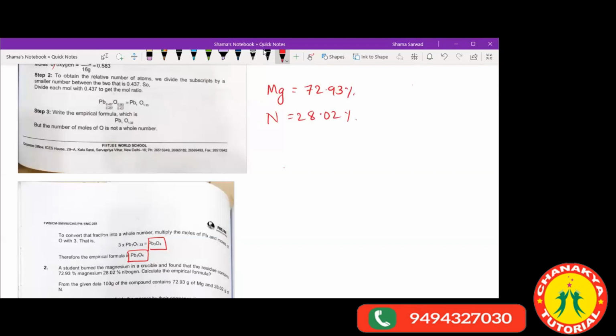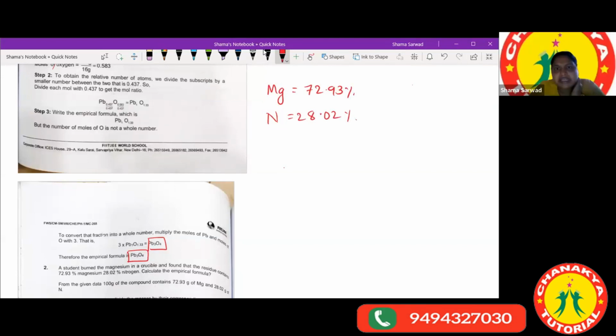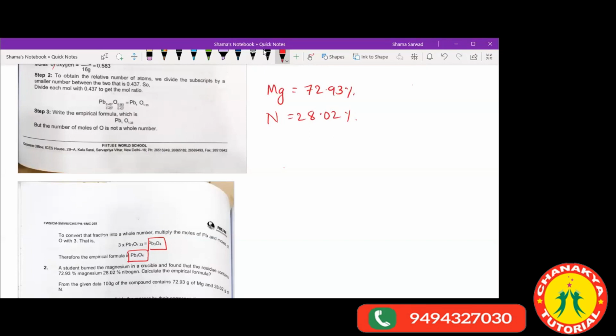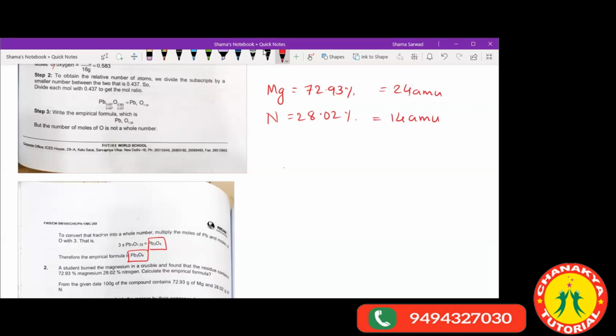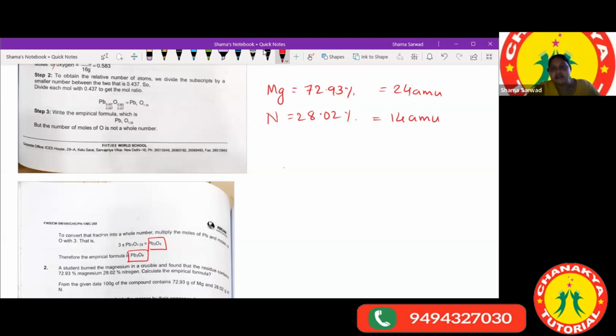Ma'am, what is the molecular mass of magnesium? 24. You're asking about magnesium? Yeah, magnesium. 24. Okay, the atomic number is 12 and the magnesium atomic mass would be 24 AMU. And for nitrogen, it would be 14 AMU. Fine. I'll give you just 5 more minutes. And then if you're able to do it, it's fine. Or else I'll explain.